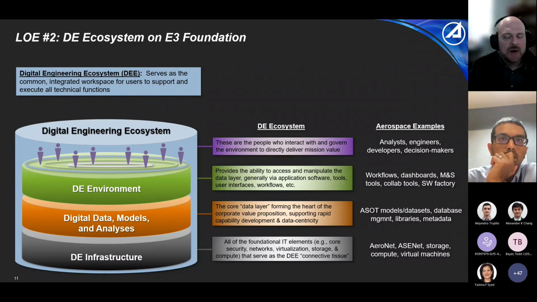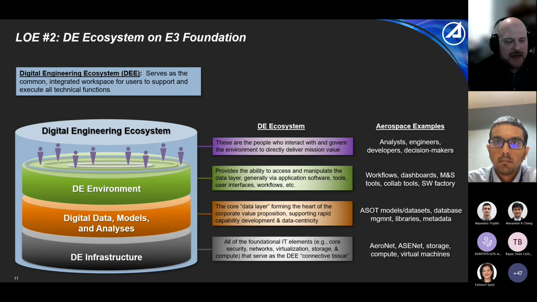This is really the heart of the corporate value proposition in terms of supporting rapid capability development and trying to be data centric. And then on top of that is the environment that we set up. This is the mechanism by which humans interact with the layers below that, in particular the data layer, all the application software, all the tools, workflows, and interfaces. And then, like I mentioned a couple of slides back, the people are part of the ecosystem as well, at least in our view. So those little candles at the top represent the people who are also part of the ecosystem, making sure we account for their experiences and needs within the ecosystem structure.